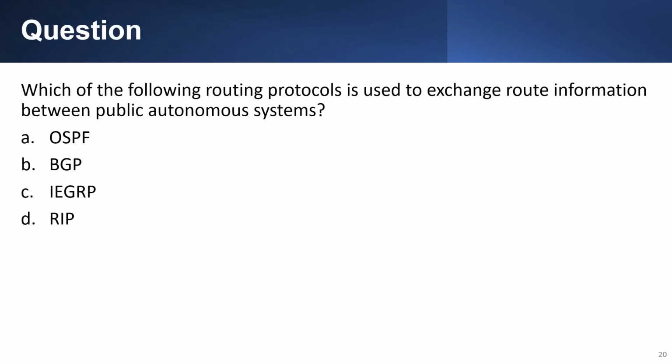Question: which of the following routing protocols is used to exchange route information between public autonomous systems? Answer: BGP.